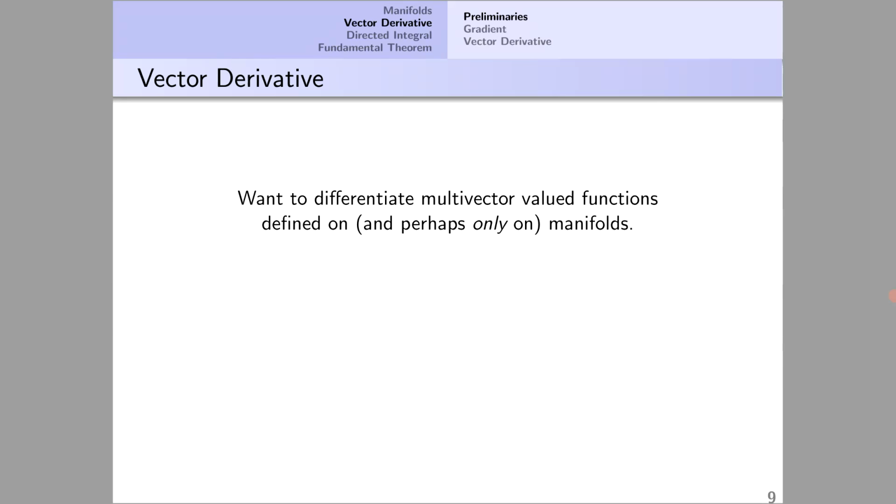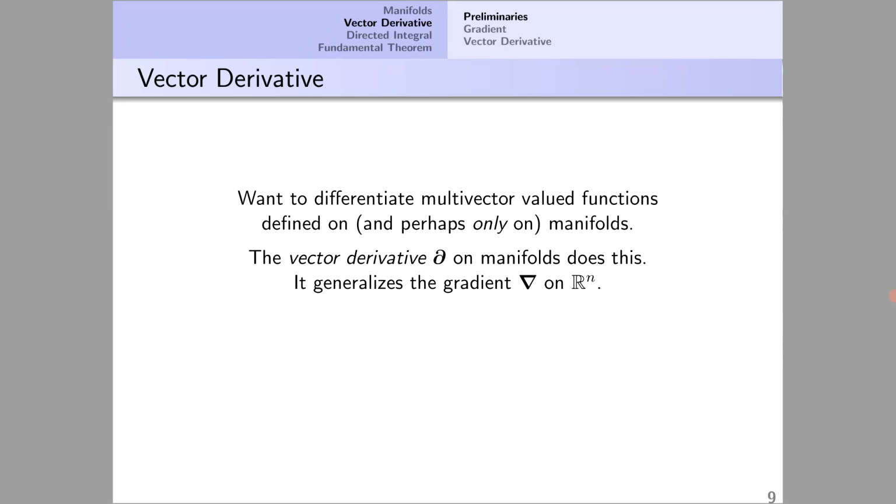The second part of my playlist is devoted to the vector derivative. We want to be able to differentiate multivector valued functions defined on, and perhaps only on, manifolds. The vector derivative does this. It generalizes the gradient on Rn.